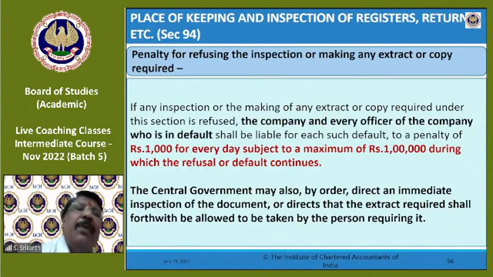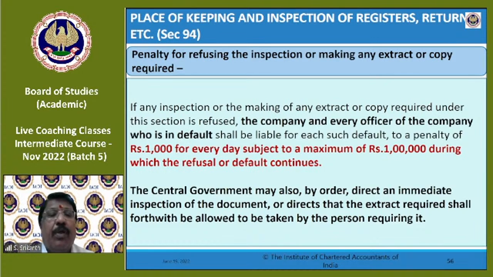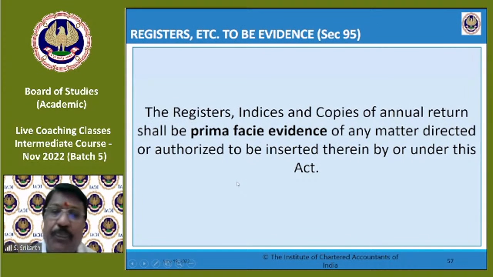In case a company refuses inspection, they will be liable. The company and every officer is liable to a fine of 1,000 for every day, subject to a maximum of 1 lakh, during which the refusal or default continues. Central government can also direct an immediate inspection of the document. In this case, central government is as usual the regional director.